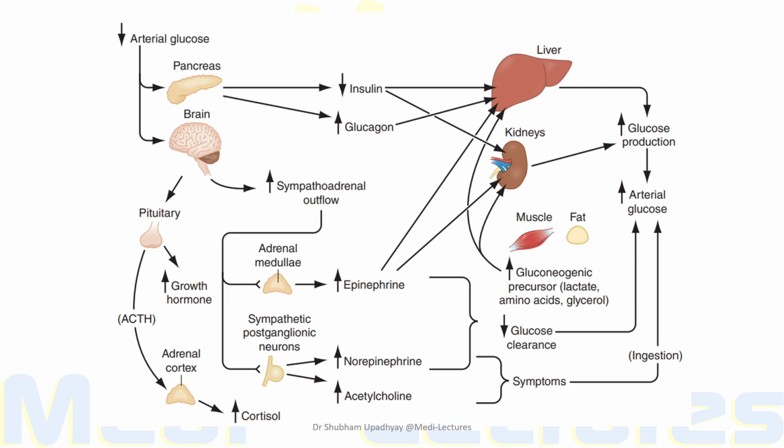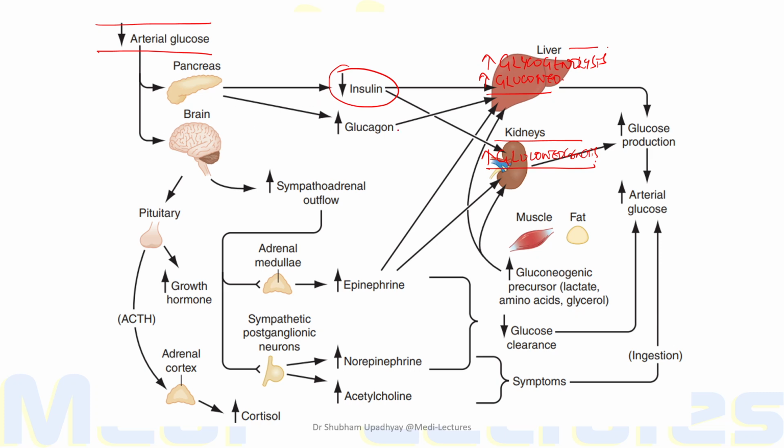Now this diagram will help to understand and summarize the physiology of glucose counter regulation. So when there is hypoglycemia, that is decreased arterial glucose levels, the first defense is decreased insulin secretion from the pancreas. So this decreased insulin secretion, what will this do? This will increase glycogenolysis as well as gluconeogenesis in the liver. Along with this, this will also stimulate gluconeogenesis in kidneys. And thirdly, there will be reduced uptake of glucose in the peripheral tissues.